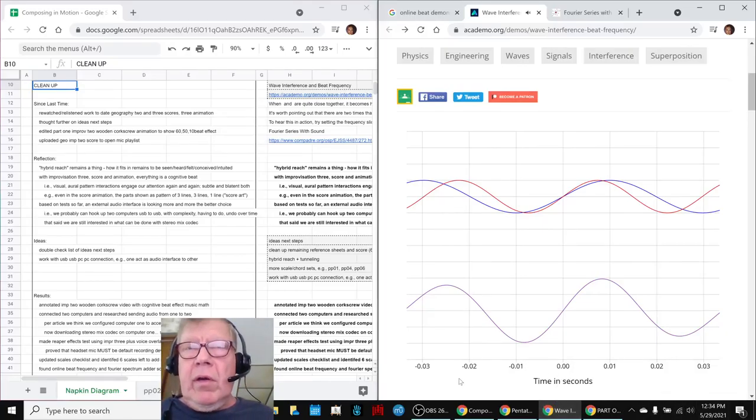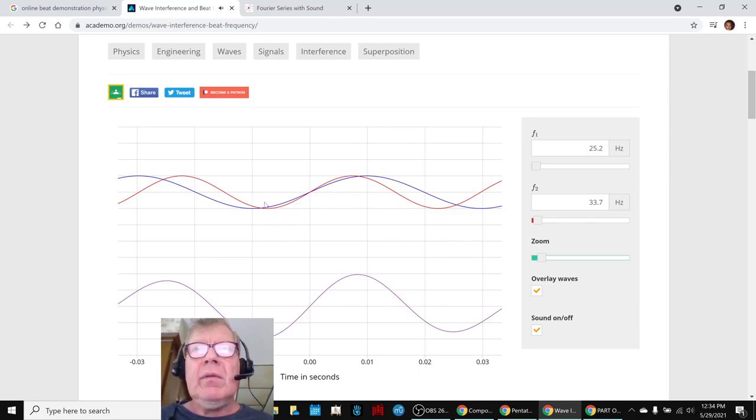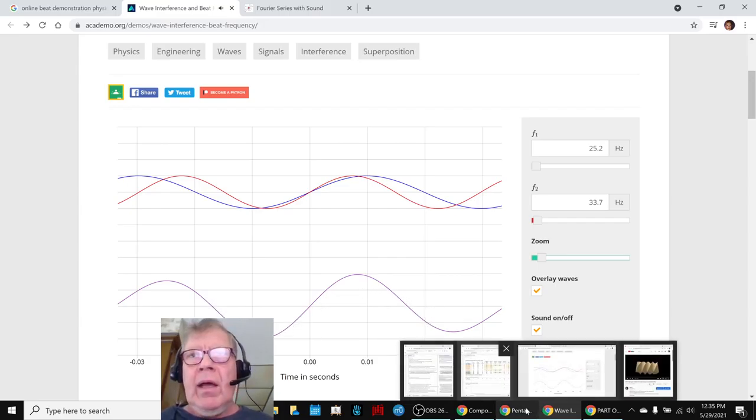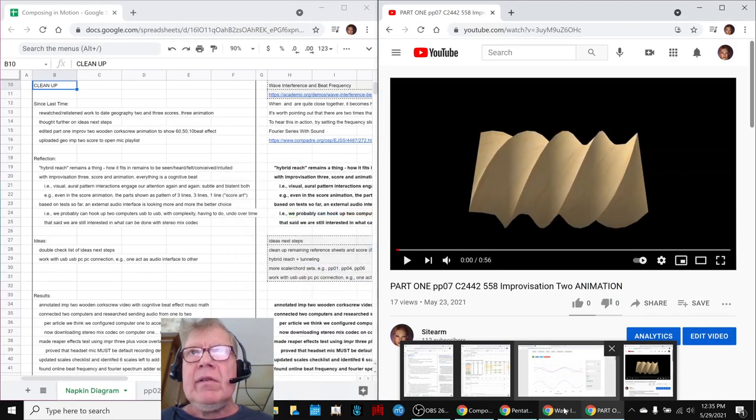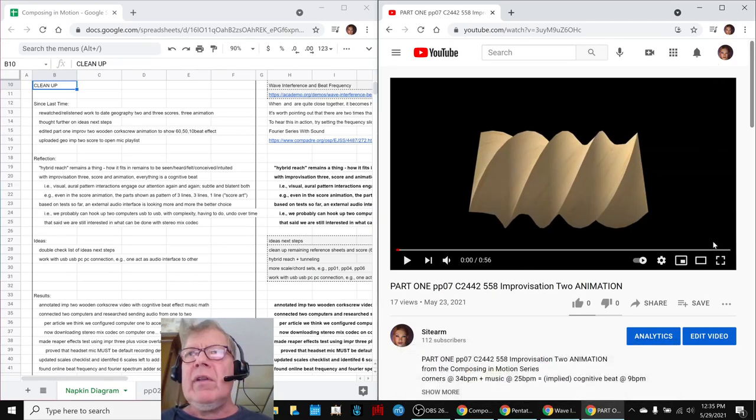Okay, this is where we're going to start. We found an online beat frequency demonstrator. The red curve is oscillating at 25 and the blue is at 33. When you overlay them on each other, you get a sound effect, which you can't hear because it's way too soft. But down here, this is the new frequency of 9. And the relevance is that that's what's happening in this video.